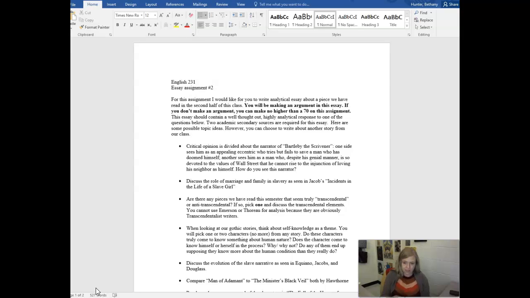So really, look at this in bold. If you don't have an argument, you cannot make higher than a 70. These are like your reader responses where I give you a question and you answer those questions using your brain, your interpretation of the text, but now you'll be adding this layer of secondary sources. Those secondary sources will come from the library, and I'll show you that in a minute. Okay, so I'm going to move on to these questions really quickly.